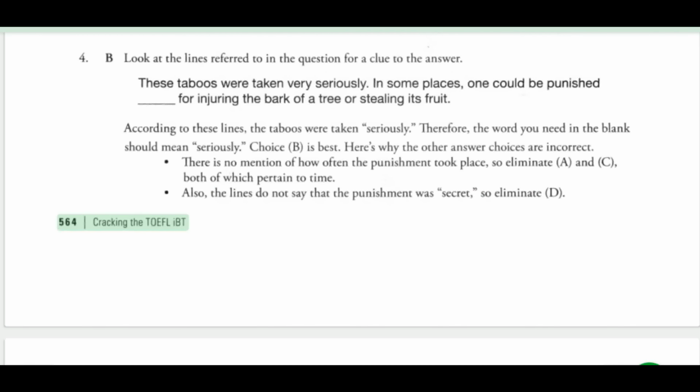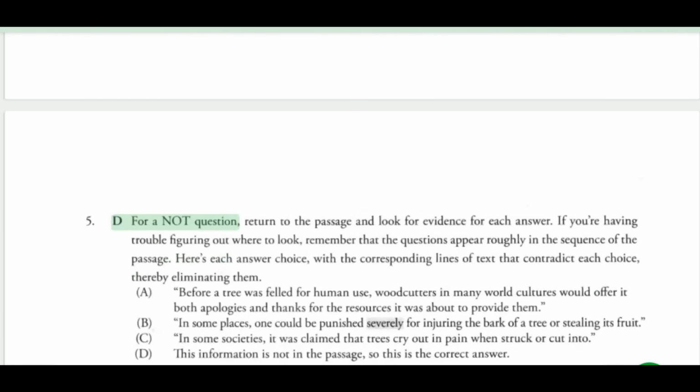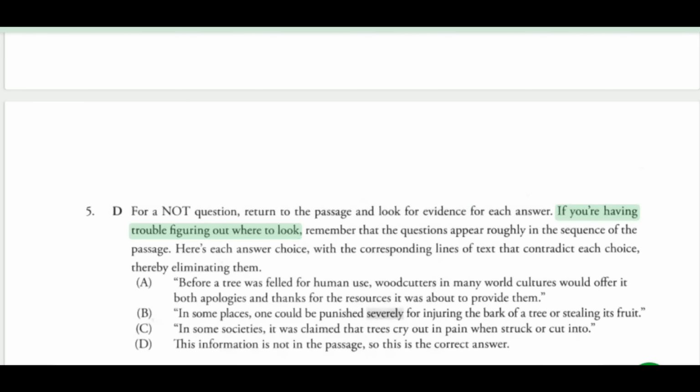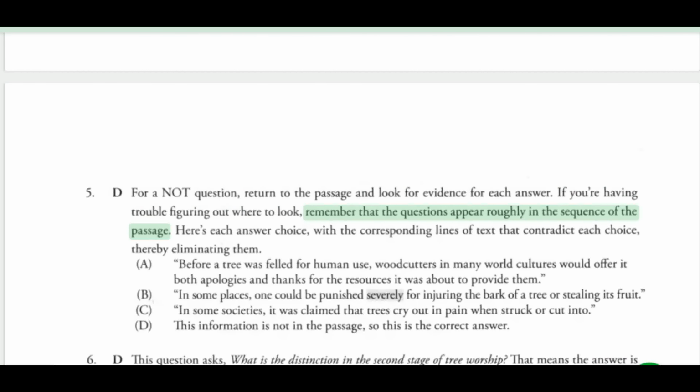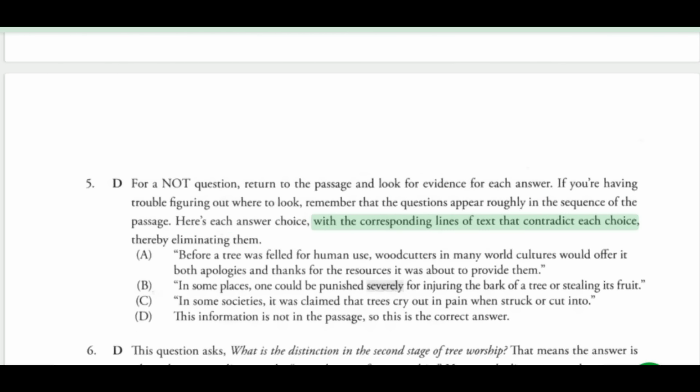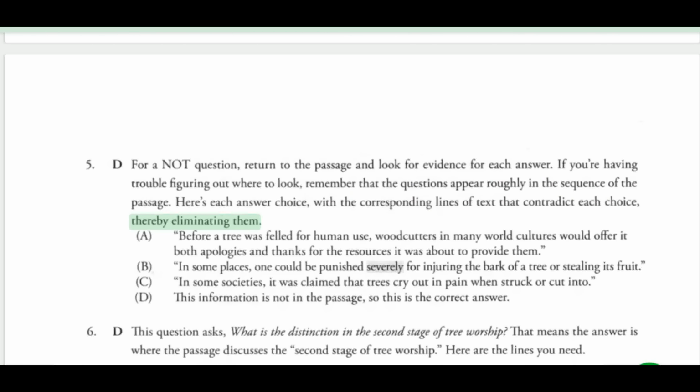564 Cracking the TOEFL iBT. 5. D. For a NOT question, return to the passage and look for evidence for each answer. If you're having trouble figuring out where to look, remember that the questions appear roughly in the sequence of the passage. Here's each answer choice, with the corresponding lines of text that contradict each choice, thereby eliminating them.